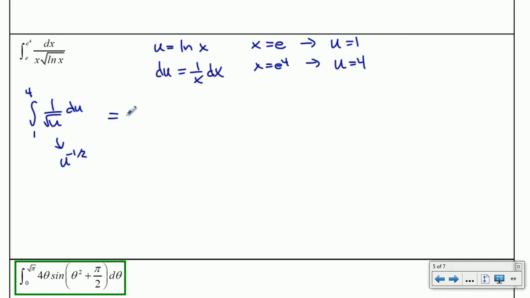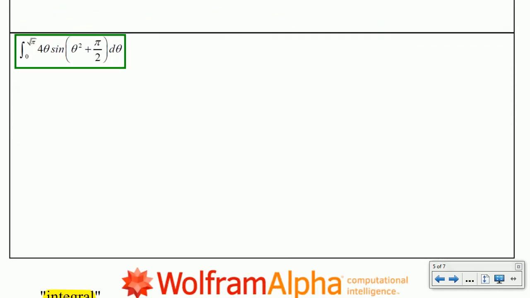So this would be 2 times u to the 1/2 plus c from 1 to 4, which would be 2 times 4 square rooted, which is 2, and then the c wouldn't really matter, it just goes away. And 1 to the 1/2 is 1. So 2 minus 1 is 1 times 2 is 2. So I'll leave it up to you to prove that this one is equal to 0.